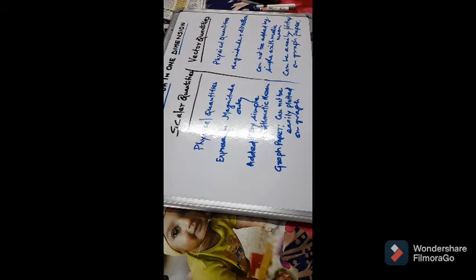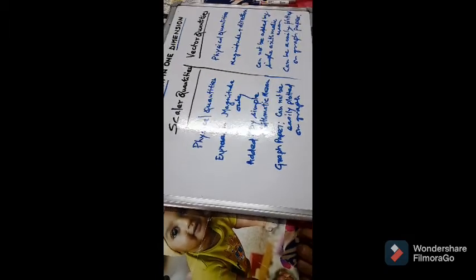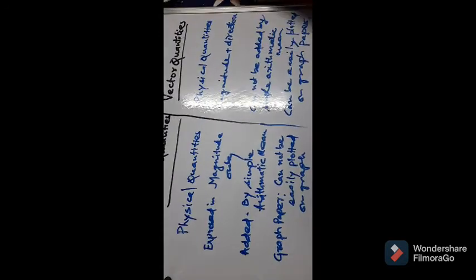So first of all, I would like to illustrate with the difference, because if you understand these two quantities in their differences, you would easily understand and easily learn. So I will show the difference between the two quantities, scalar quantities and vector quantities. Scalar quantities are also physical quantities, and similarly vector quantities are also physical quantities. There is no difference in that, both are physical quantities, but the difference starts here.